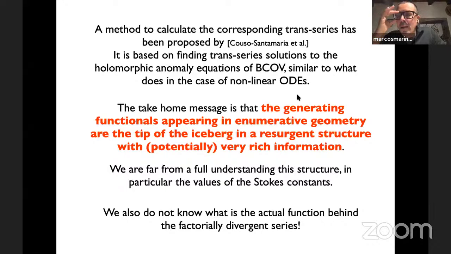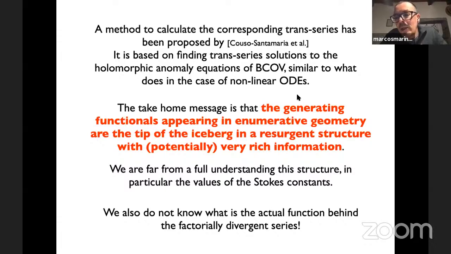So you can think about the holomorphic anomaly as a sort of differential equation for these topological string amplitudes. And then you can try to see if there are solutions to these holomorphic anomaly equations involving exponentially small quantities, so additional sectors. This is actually what people do when they want to calculate trans-series solutions to ordinary differential equations, linear or nonlinear. So you could do something similar to that. And in principle, you can do it and you can produce some trans-series, but the physical meaning of these trans-series is not very clear.